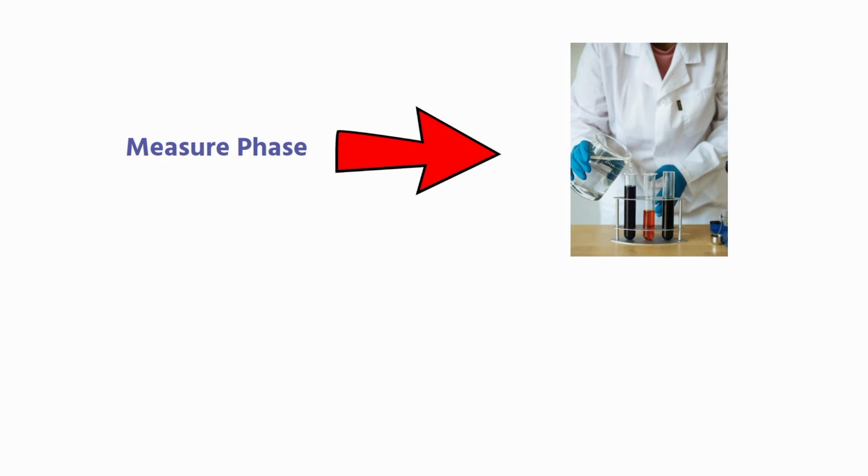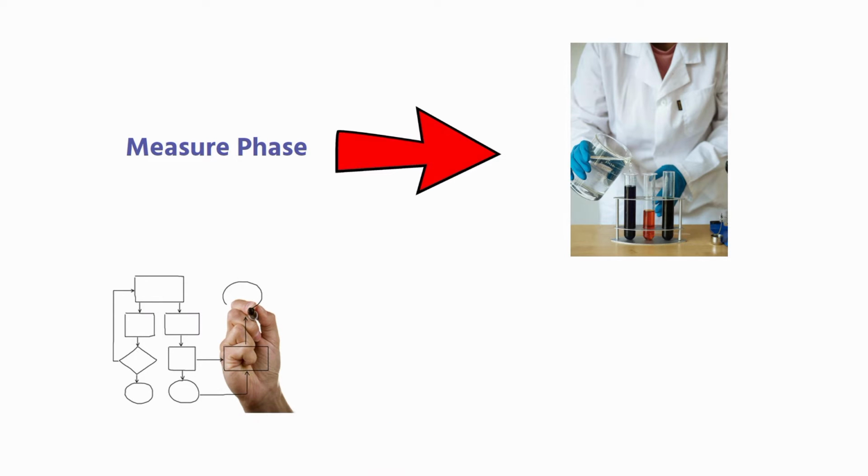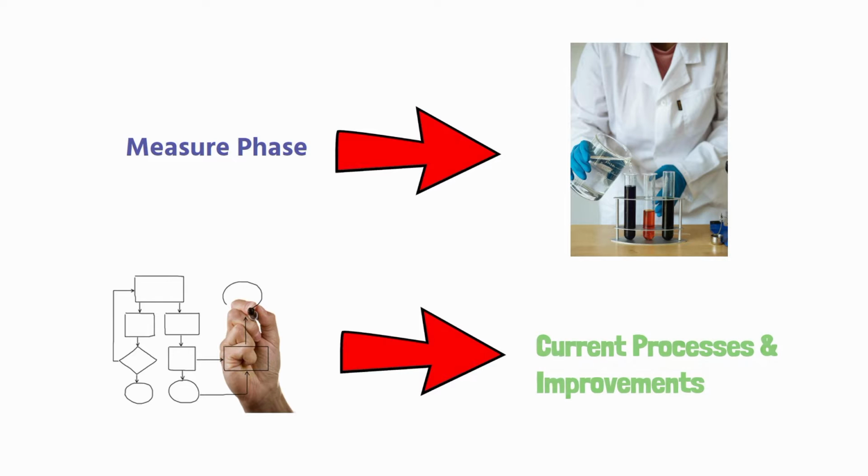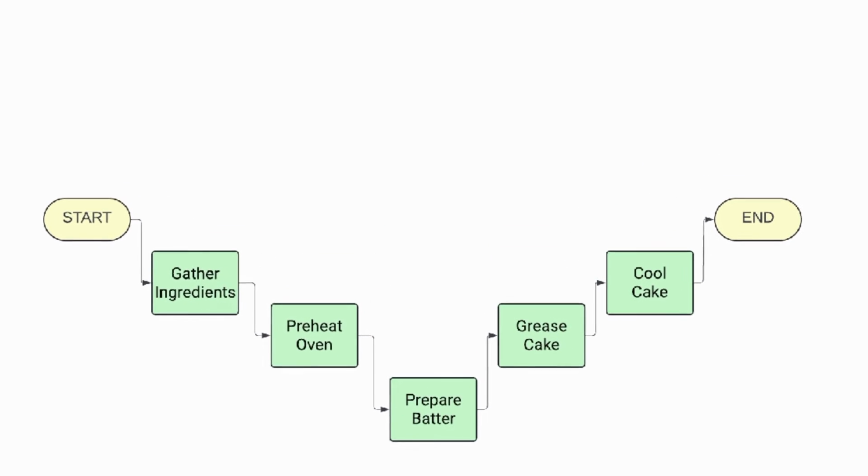In the measure phase of the Lean Six Sigma process, we make a detailed process map to visually represent every step of a process from start to finish. It helps you understand how things are currently done and identify areas where improvements can be made. Let's understand the detailed process map with an example.